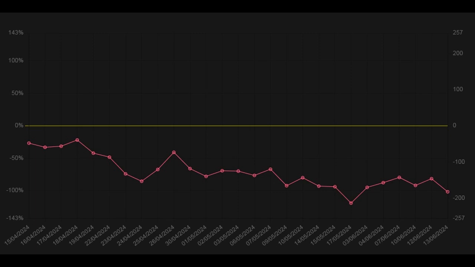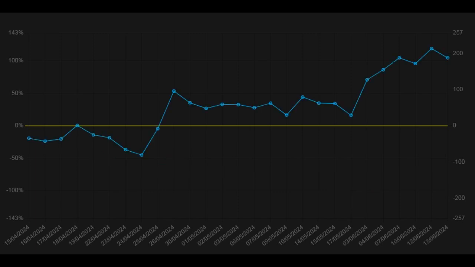I imagine you will think that this chart highlights the crucial importance of risk and capital management in trading. Such a prolonged negative trend requires a serious reassessment of the strategy. And what do you say about this?